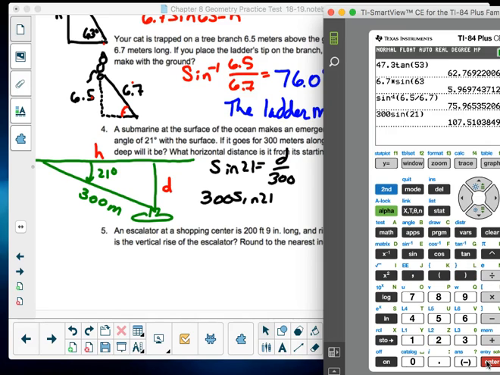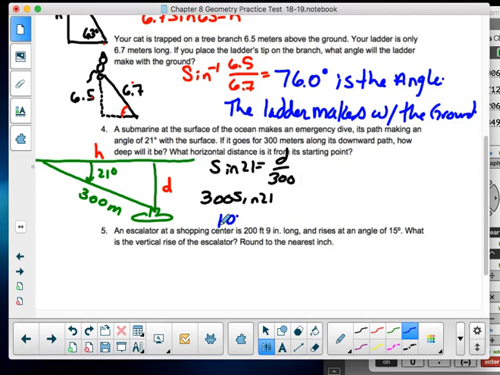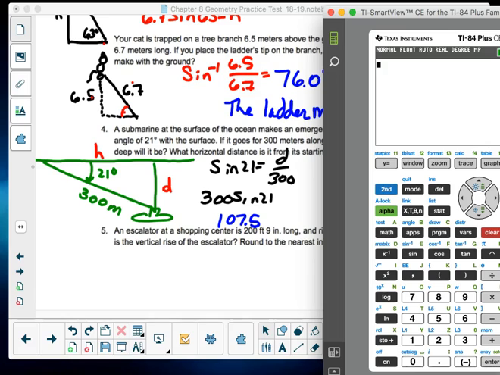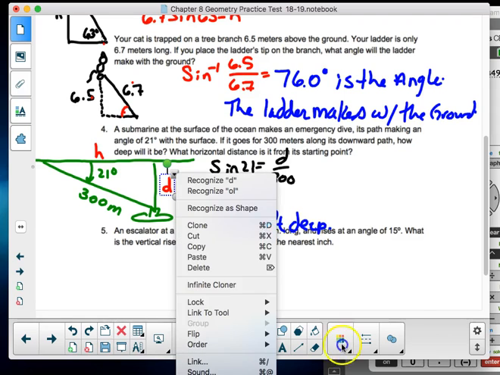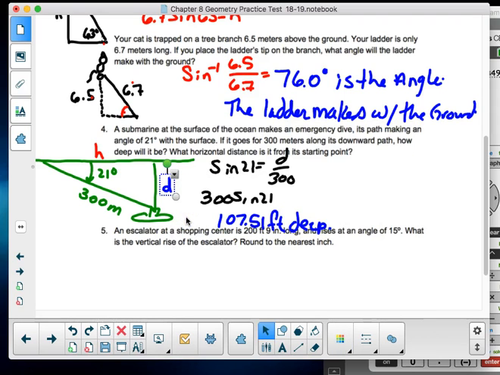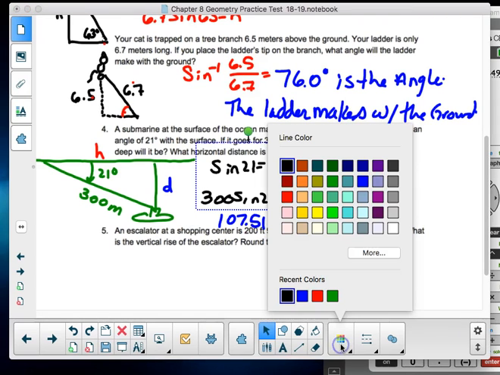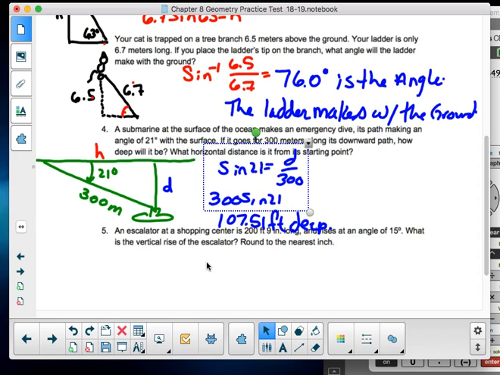And I have 107.5 feet deep. Let's double check. Second recall. Enter. 107.51 feet deep. Okay, feet. Now, if it goes down, how deep will it be? 107.51 feet deep. Okay, and maybe what we ought to do is say that that is blue. Now, let's make that all blue, by the way. Hey, look, it's all blue. That's how deep we are in the deep blue sea.